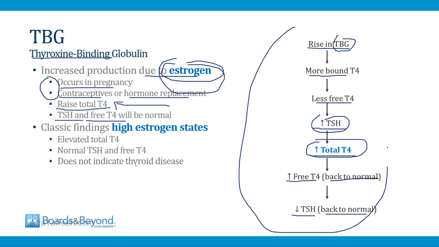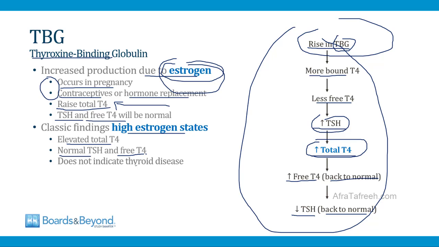So what this whole thing means is that in women who are in high estrogen states, they will have an elevated total T4 caused by the rise in TBG. They will, however, have a normal TSH and free T4, and this means that they don't have thyroid disease. They just have a high estrogen state. So a classic board question is a woman who has a high total T4 but normal TSH and free T4, and they ask you if she has thyroid disease. She does not. She just has high estrogen levels around, usually from one of these things shown on the slide here.